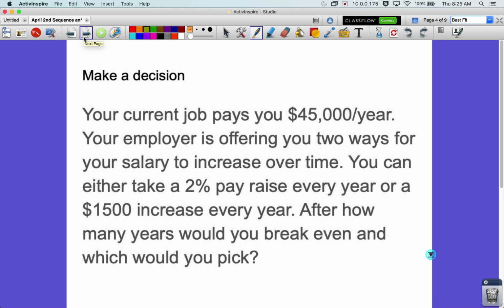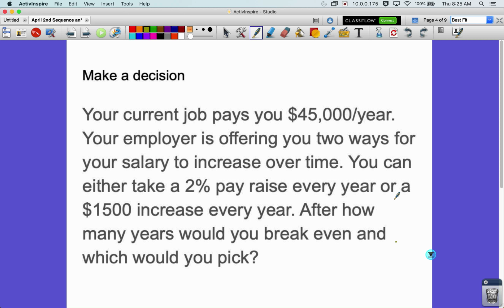So let's imagine a situation where your current job is paying you $45,000 a year, and your employer is offering you two ways for your salary to increase over time. If you haven't already, go ahead and get your notes out, put today's date, April 2nd, up at the top there, copy down the relevant information from this setup. So you can either take a 2% raise every year or a $1,500 increase every year.